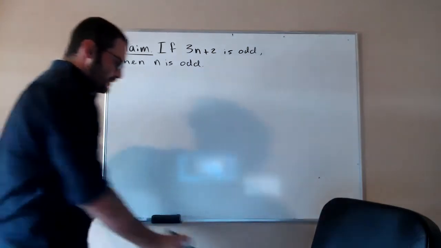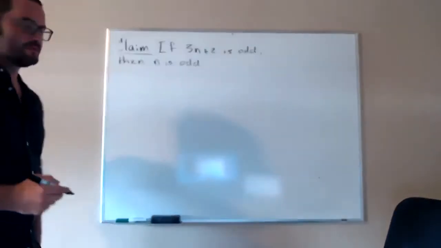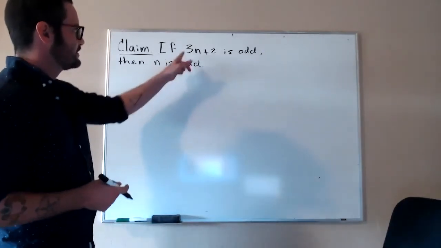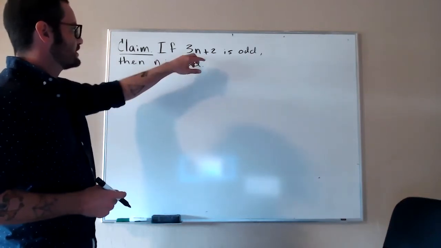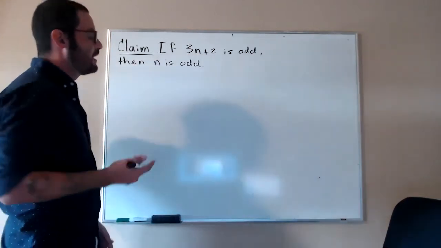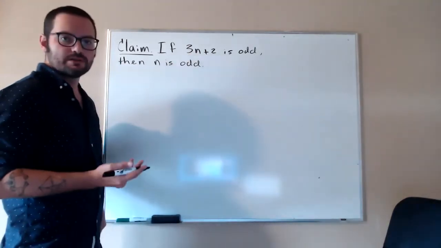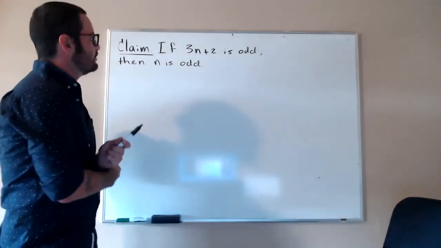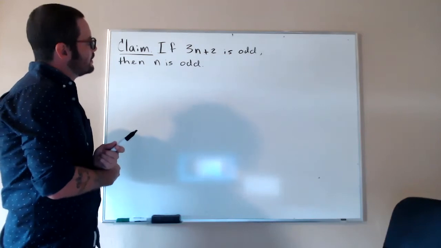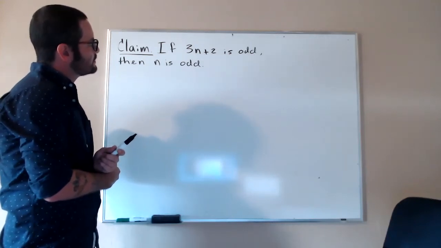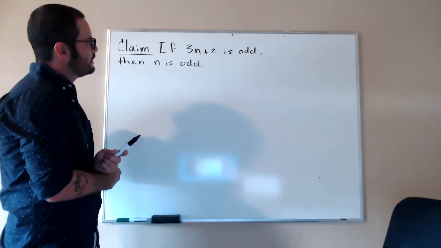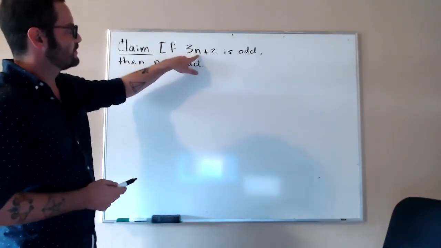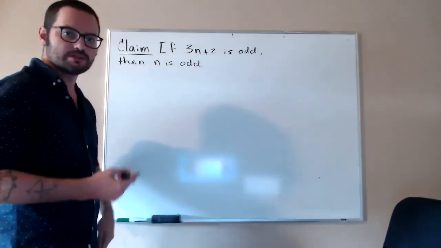Okay, so when considering this claim, does it make sense? Let's consider a case when this is odd. I guess when this is equal to 5, n must be 1, so then n would be odd. If this is equal to 11, then n must be 3, so then n is odd. Okay, so it makes sense.